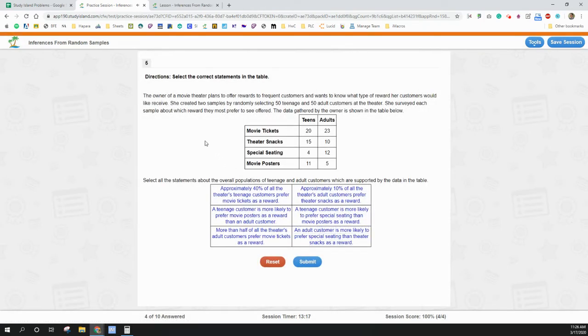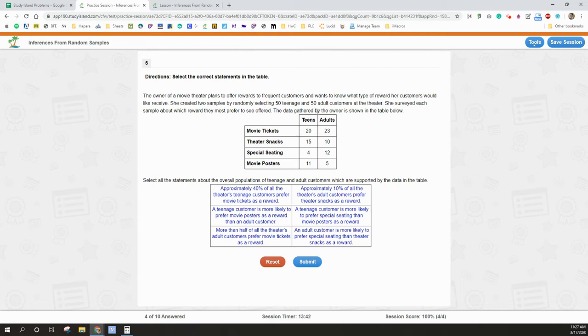Number 5, the owner of a movie theater plans to offer rewards to frequent customers and wants to know what type of reward her customers would like to receive. She created 2 samples by randomly selecting 50 teenage and 50 adult customers at the theater. She surveyed each sample about which reward they would most prefer to see offered. The data gathered by the owner is shown in the table below.